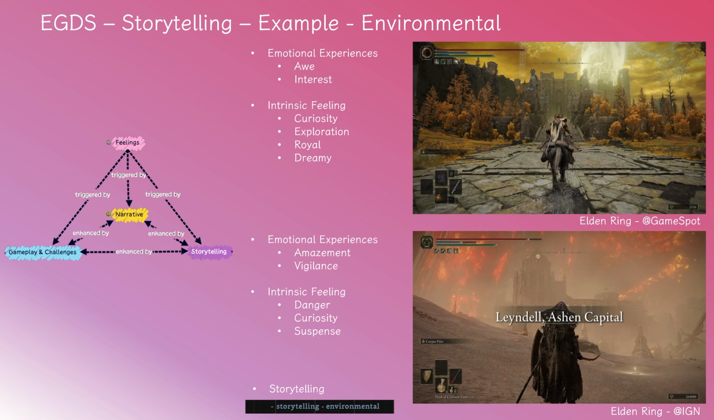Then we'll talk about environmental storytelling. Still the example from Elden Ring, the capital before it's ruined and after it's ruined. If we say that the emotional experiences for the capital before it's ruined are related to awe and interest, I think it could bring you the intrinsic feeling of curiosity. You want to explore it, and it has a feeling of royal and dreamy because of the golden feeling.